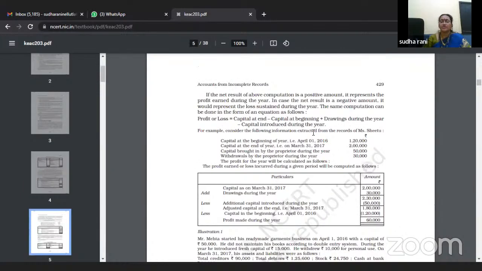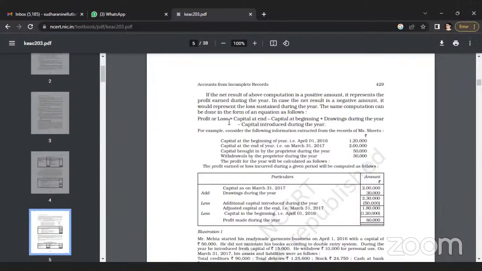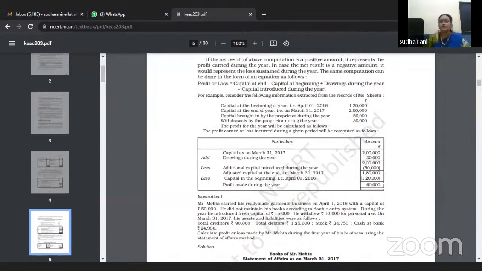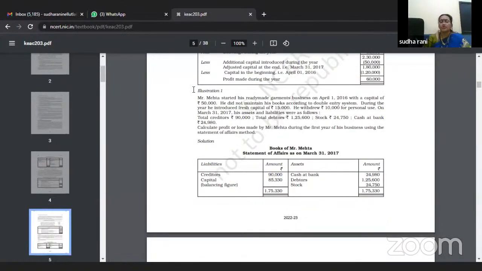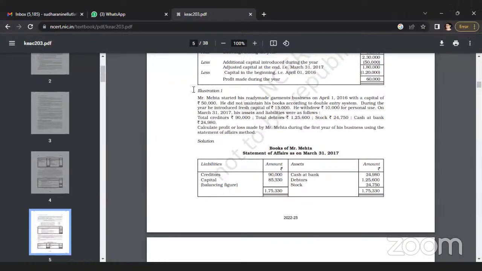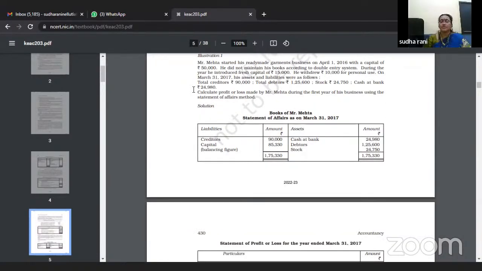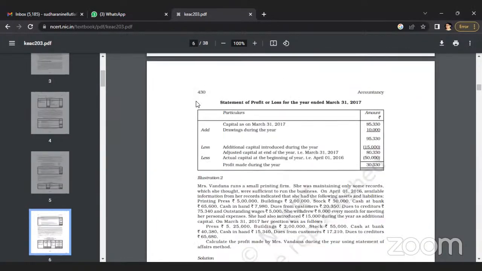Then copy this question with the solution from here to here. Okay. Copy this, and next, illustration 1 also, please copy. Copy in the sense, take a screenshot and please do copy it down in your books. Illustration 1 continued with the statement of profit or loss.